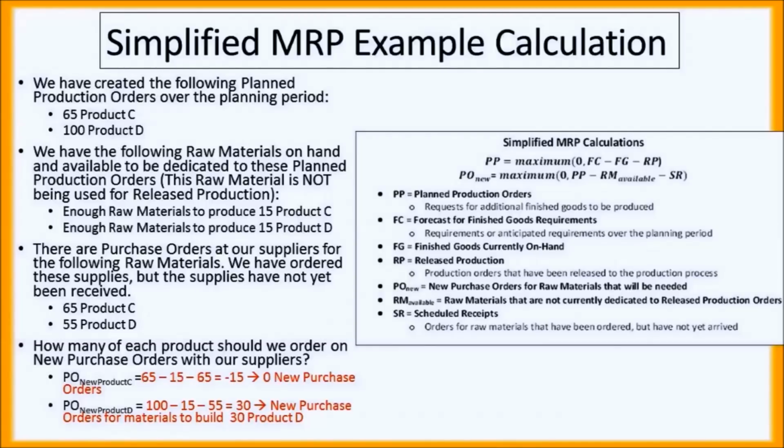And so you can see here 65 minus 15 minus 65 gives us negative 15. So we do not need any new purchase orders for materials for product C. In fact, we're already going to have too many.